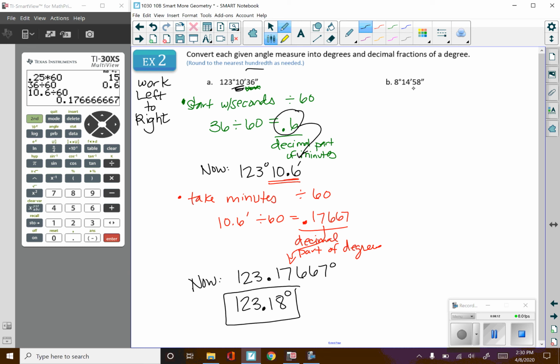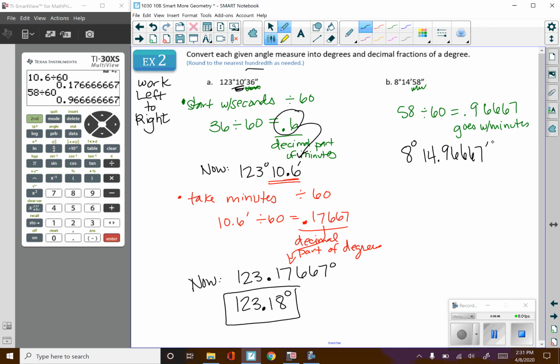So if we do that on this next part B, we will start with the seconds, 58 seconds, and divide that by 60 to get a decimal, 0.967. That decimal part goes with the minutes. So now our number that we're dealing with is 8 degrees and 14.967 minutes. So we converted seconds to minutes.